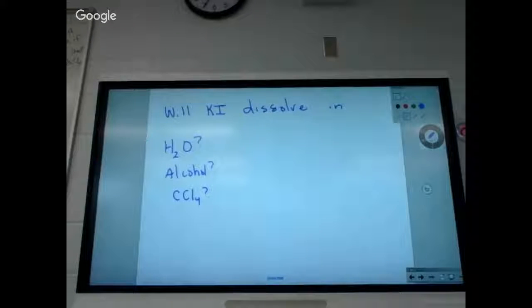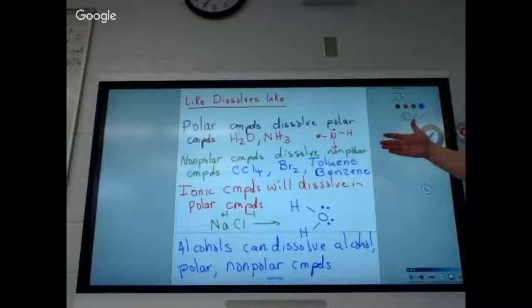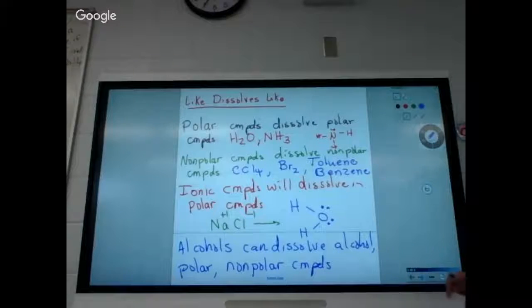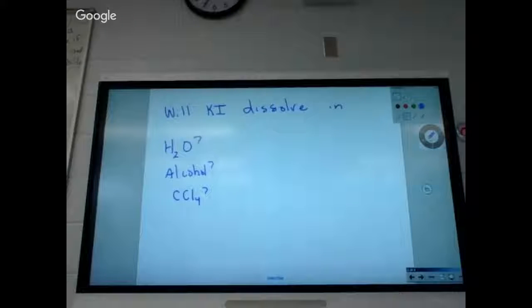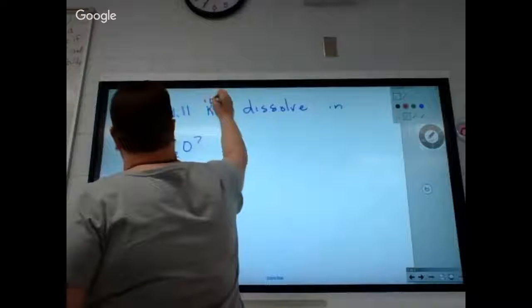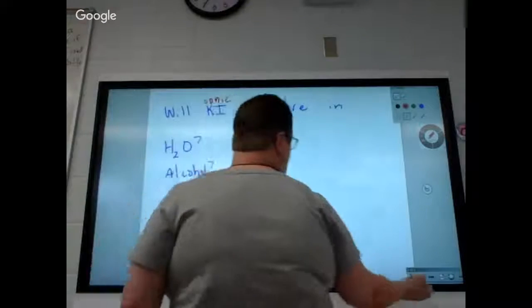Potassium iodide. Okay, think back to your rules that are right here. Is it a polar compound, a non-polar compound, an ionic compound, or an alcohol? First of all, to identify an alcohol, it's always going to end in OL, like methanol, ethanol. They're all going to end in OL. KI is an ionic compound, right? Propanol would work too.